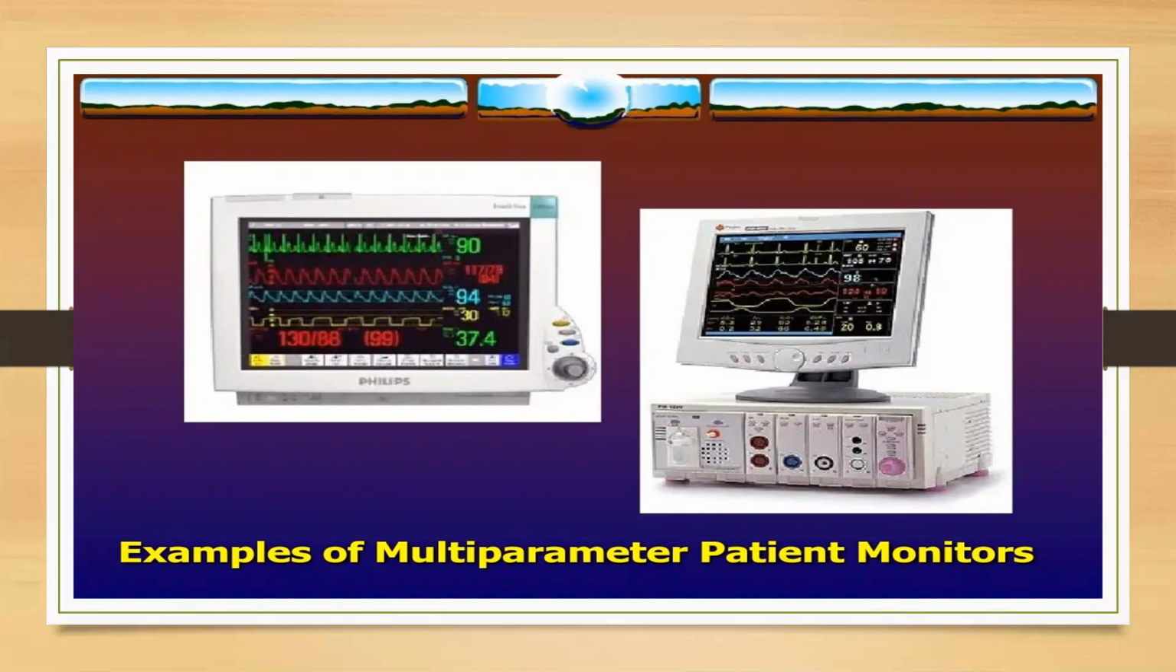These are examples of some multi-para patient monitors showing ECG, heart rate, temperature, blood pressure, CVP line, end-tidal CO2 values, and many more functions which are very essential and important for monitoring of any patient who is under anesthesia, or who is going to undergo any mechanical ventilation under general anesthesia or any sort of regional anesthesia.